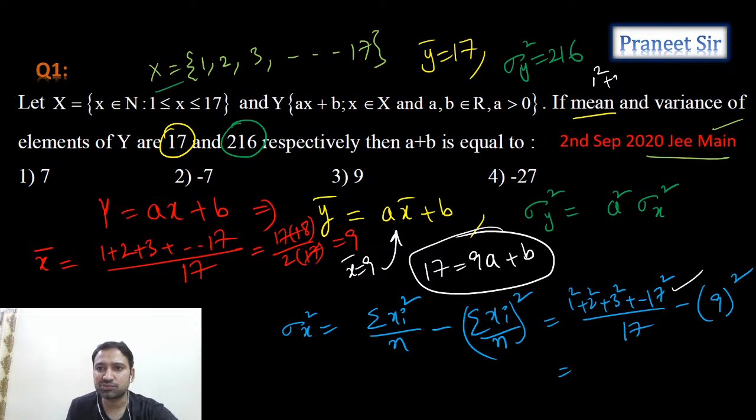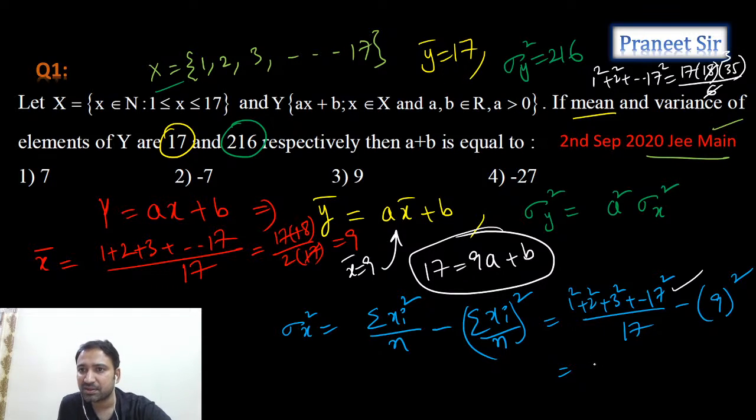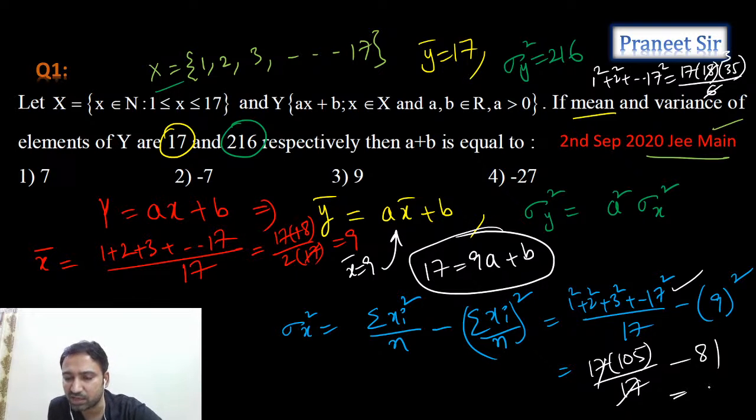1 square plus 2 square plus so on up to 17 square is equal to n into n plus 1 into 2n plus 1 by 6. So tell me, guys, how much do we get? We get 17 into 105 divided by 17 minus 81. So 17 gets cancelled and 105 minus 81. How much is it? 24.